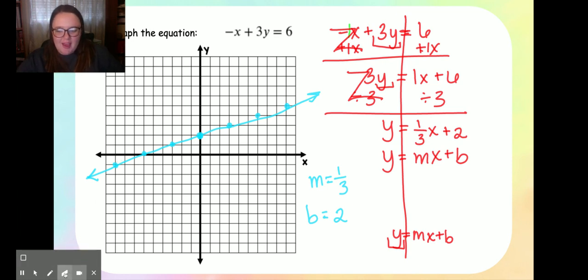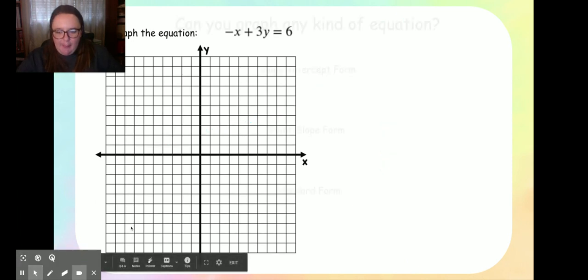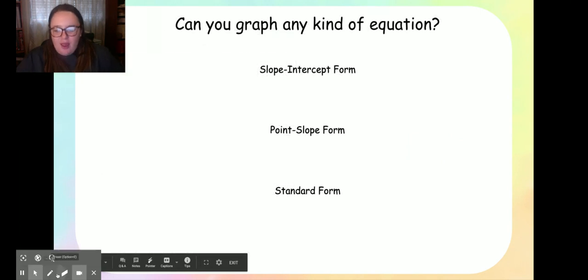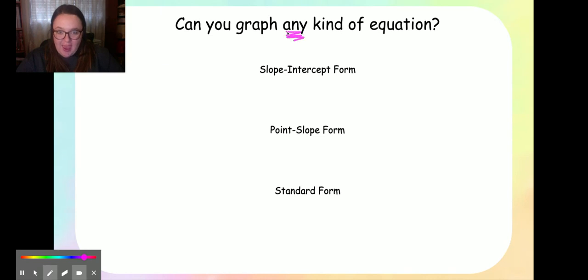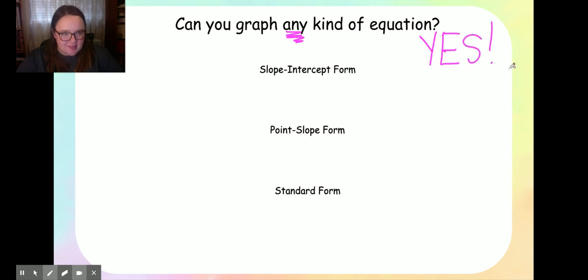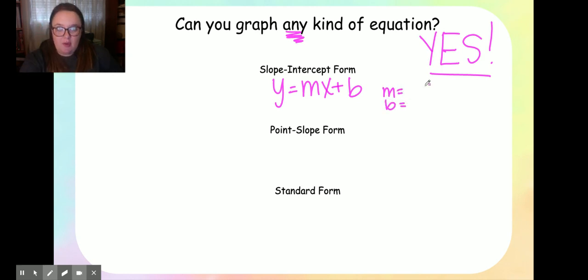Okay, now let me ask you that question one last time. Can you graph any type of equation? There's that keyword again. Any type of equation. My hope is that you can answer this with a big old capital yes, right? Slope-intercept form. Can you graph equations that is mx plus b? Yes, you graph those by taking the m, taking the b, and starting the b, right? Begin with the b, move with your m.